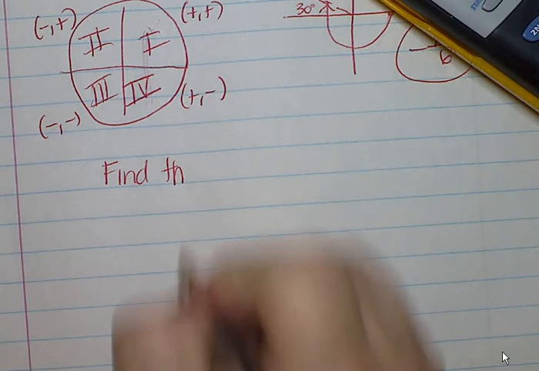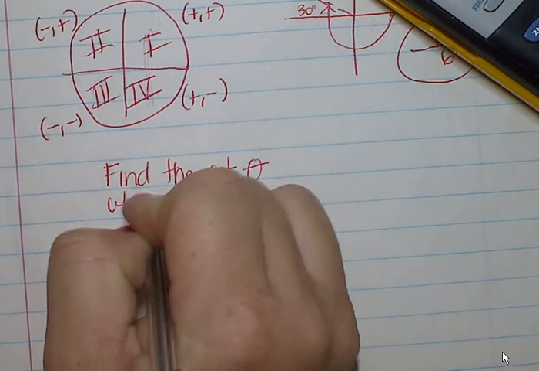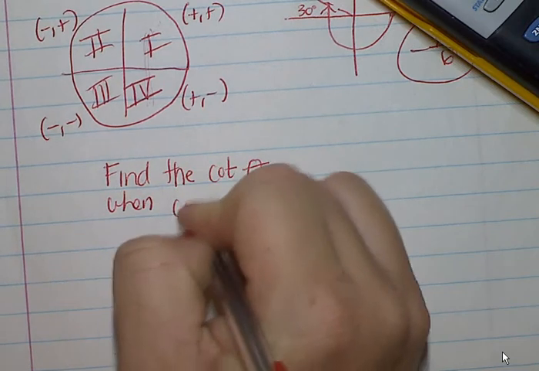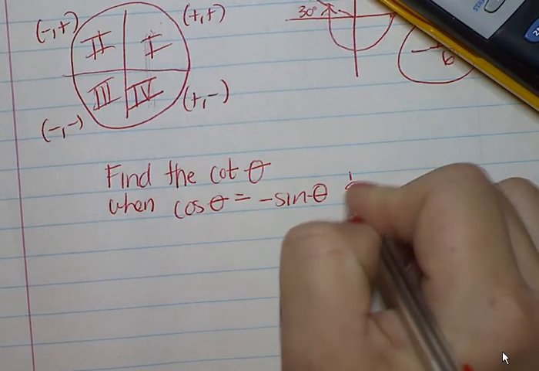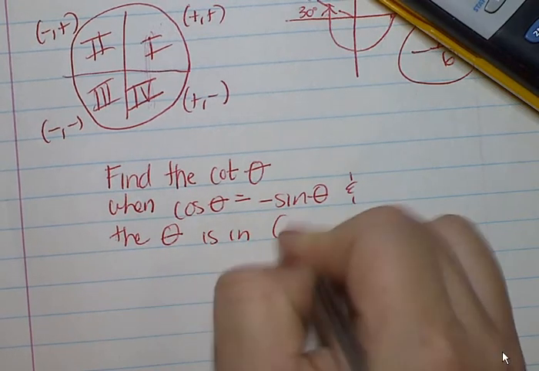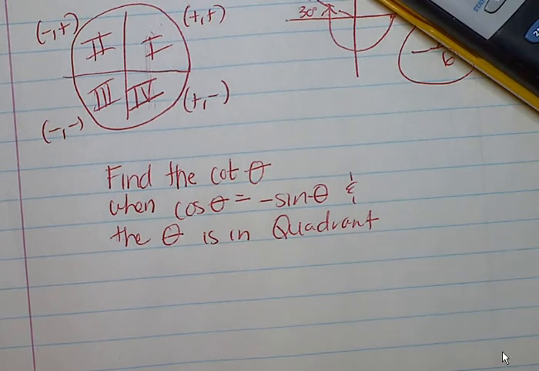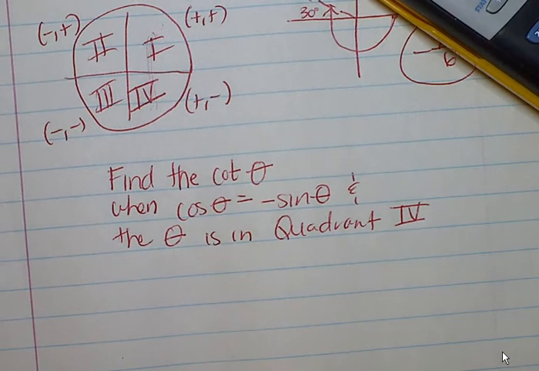Okay, find the cotangent of an angle when the cosine of the angle is equal to the negative sine of the angle, and the angle lies in quadrant 4. This actually is really easy. It's the question that makes it sound so difficult. So, in my opinion, you're either going to get this or you're not going to get this in 30 seconds. So do the best you can to come up with an answer, and then we'll go over it together.